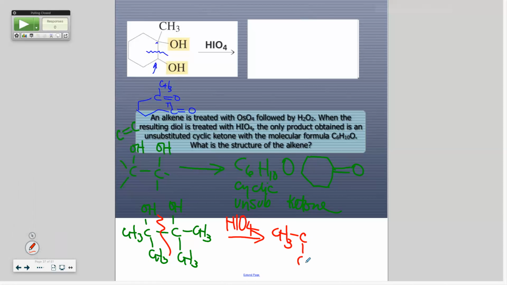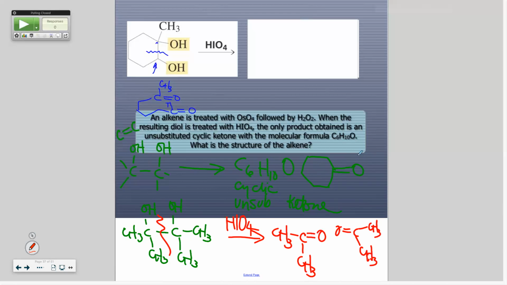The other methyl's there. Okay, what happens to the carbon that had the OH on it? It becomes a what? Okay, what happens to the right side? I'm going to get the same thing because both sides are symmetrical. That's called a clue. This happens to be acetone, just FYI.